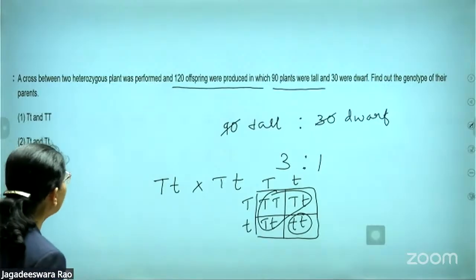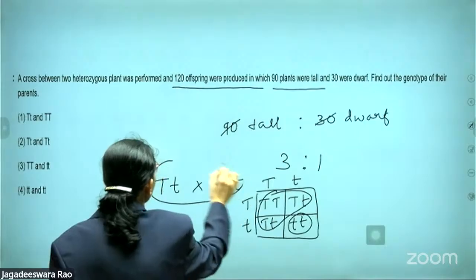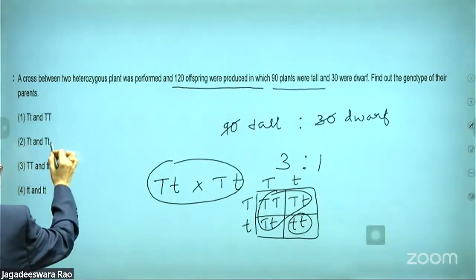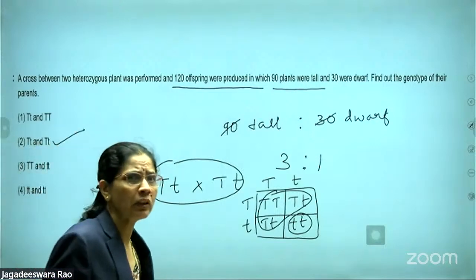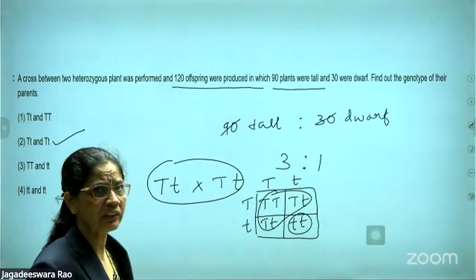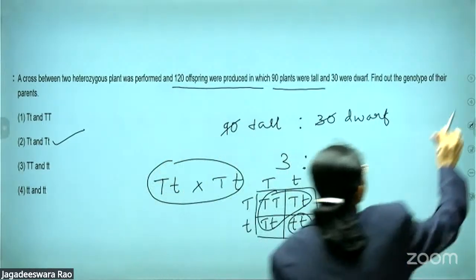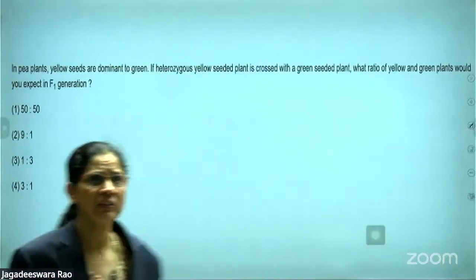So what is the phenotype? Sorry, what is the genotype of the parent? Parental genotype is capital T small t and capital T small t. So what is your option? Option number 2. Is that clear, children? If it is clear, let us move on to the next question. Okay? Yes?